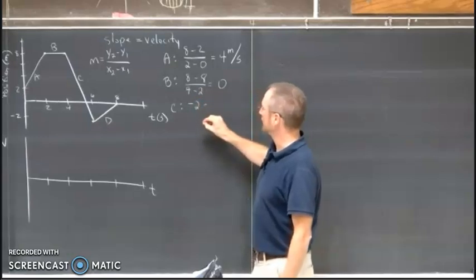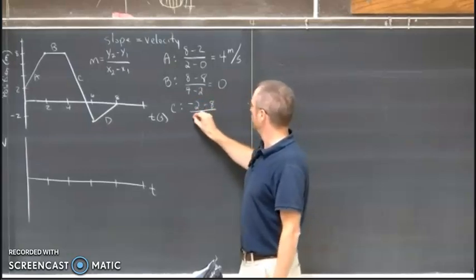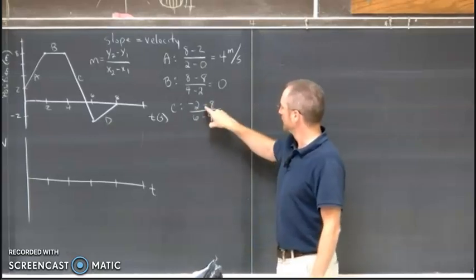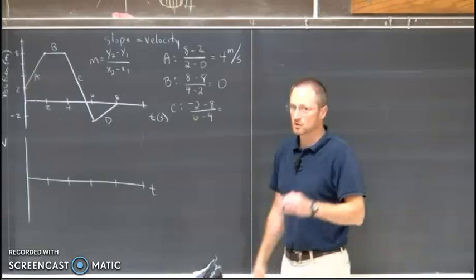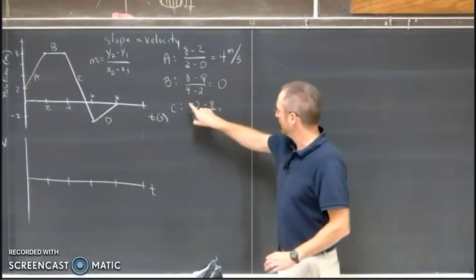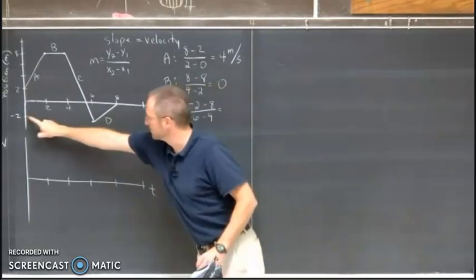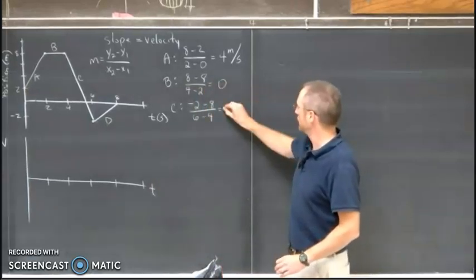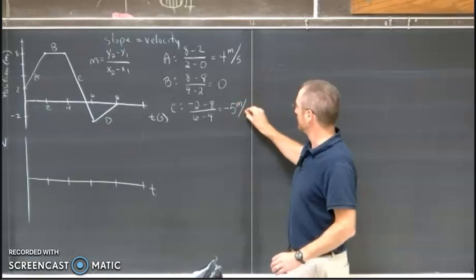For C, we're going to go down to a negative 2, and remember, this is always final minus original, 2 minus 8 over 6 minus 4. So that will be a negative 10. Remember, this minus sign is simply part of the equation. That minus sign is due to the position of the object at that point. So minus 10 over 2 is going to be a minus 5 meters per second.